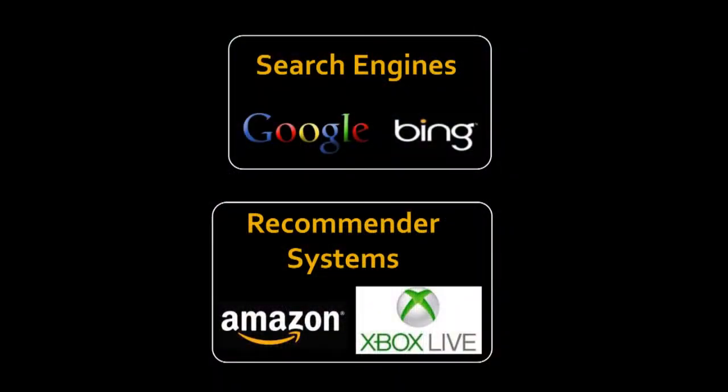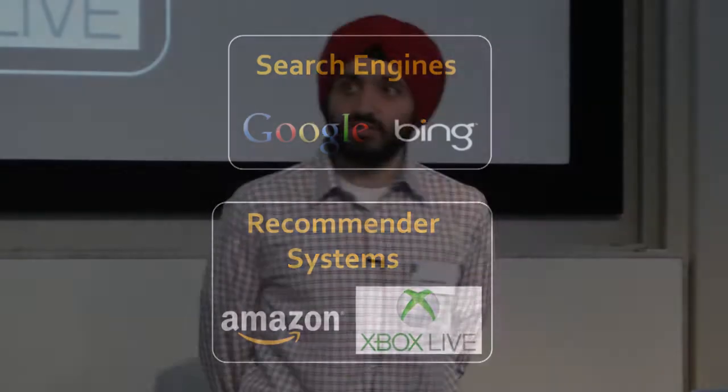Now, all of us are using these computational tools in every day of our lives, right? Tools like search engines, Google and Bing. And then there are tools like recommendation systems like Amazon and Xbox Live. And as a computer scientist and a machine learning researcher, I'm interested in making these systems more intelligent.